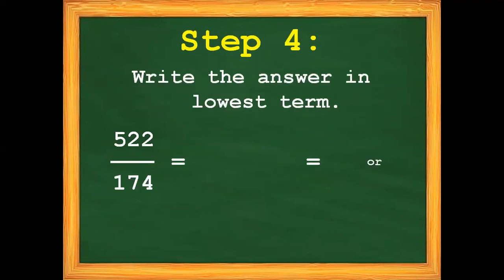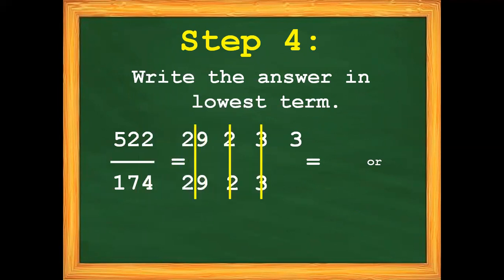Step number 4. Write the answer in lowest term. What are the prime factors of 522? So we have 29 times 2 times 3 times 3. And for 174 we have 29 times 2 times 3. So we need to cancel all the greatest common factors of these given numbers. So 29, 2, and 3.